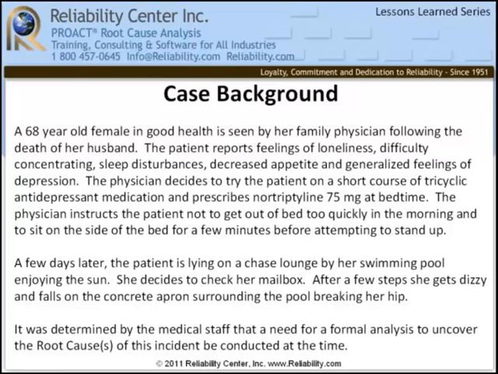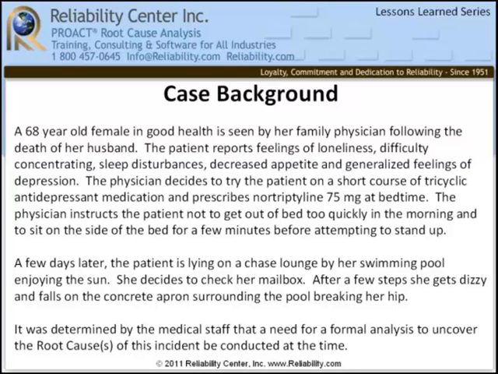A 68-year-old female in good health is seen by her family physician following the death of her husband. The patient reports feelings of loneliness, difficulty concentrating, sleep disturbances, decreased appetite, and generalized feelings of depression. The physician decides to try the patient on a short course of tricyclic antidepressant medication and prescribes nortriptyline 75 milligrams at bedtime. The physician instructs the patient not to get out of bed too quickly in the morning and to sit on the side of the bed for a few minutes before attempting to stand up.